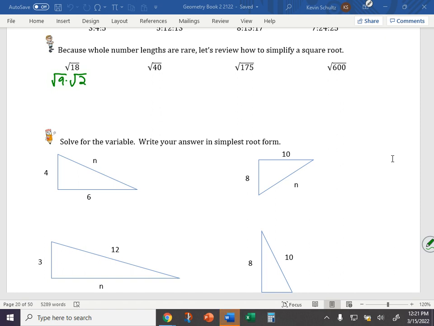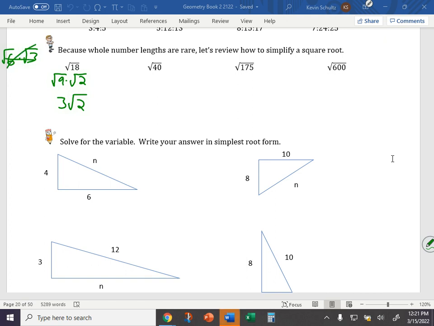Does that ring a bell? The root 9 is what we want, because that can become 3. And then the root 2 can't be simplified further. 3 root 2 would be the simplified form. We would not want to break root 18 up into root 6 times root 3, because those aren't perfect squares. We can't do anything with them. Even though they multiply to be 18, they lack that perfect square.